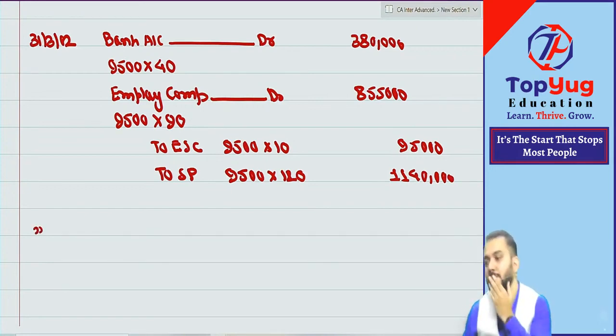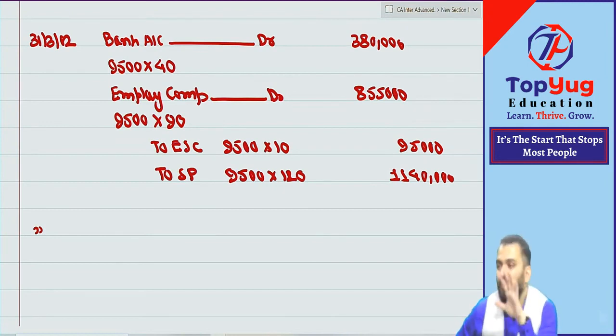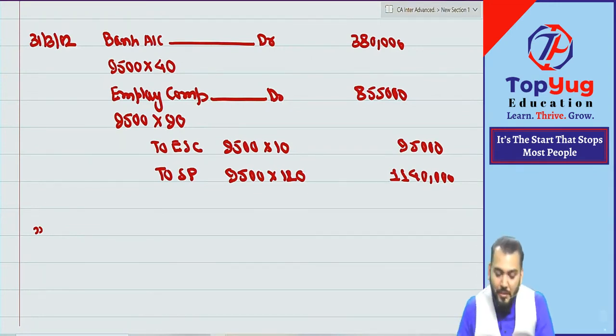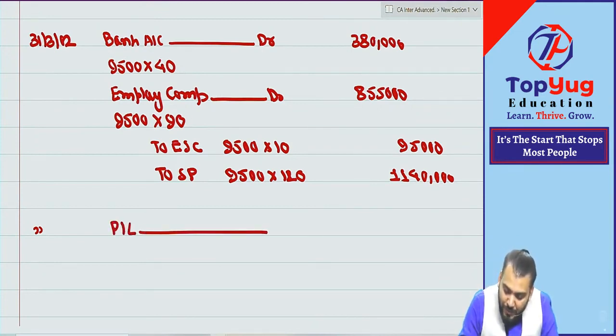Simple. 5 marks question. Question cannot be easier than this. One more entry, the PL account entry. But will you pass any journal entry for vested option cancelled? No. In this question there is no need to pass, because you have recognized expense only for 9,500. Student may make a mistake only at this point. Understood what mistake they can make? Correct. So the second journal entry will be PL account debit to employee compensation account, 8 lakh 55,000.